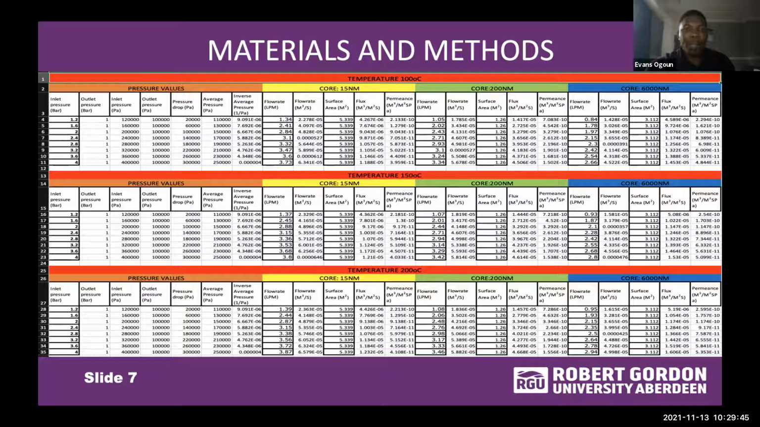The flow meter readings for each of the cores at each temperature were also measured directly from the experiment using the flow meter in LPM and later converted to meters cubed per second. The surface area of each of the membranes was derived from the laboratory. The flux was calculated as a ratio of the flow rate and the surface area. And finally, the permeance was derived as a ratio of the flux and the pressure drop.